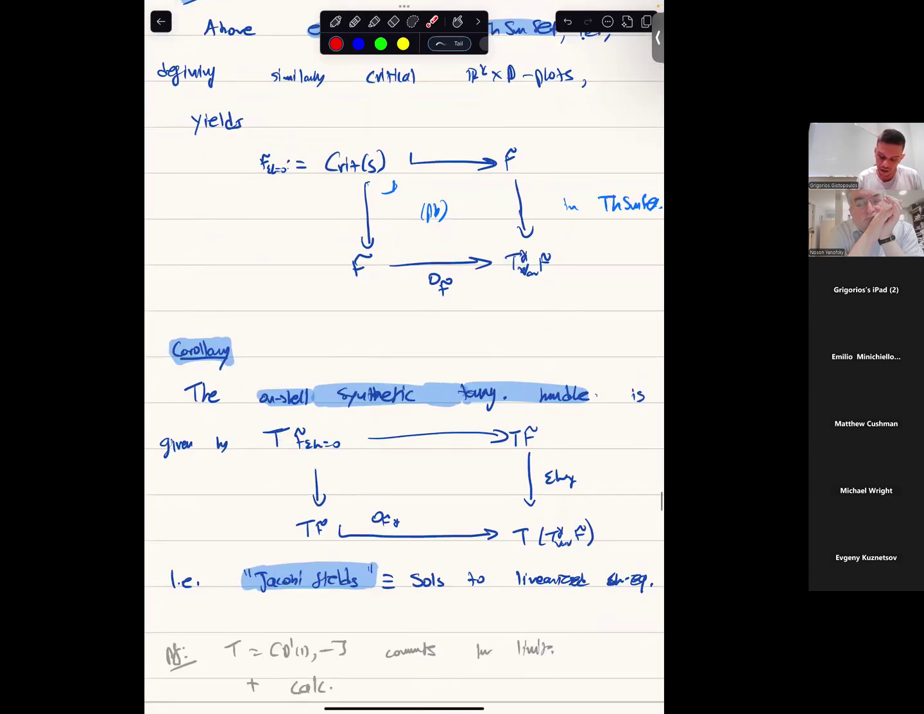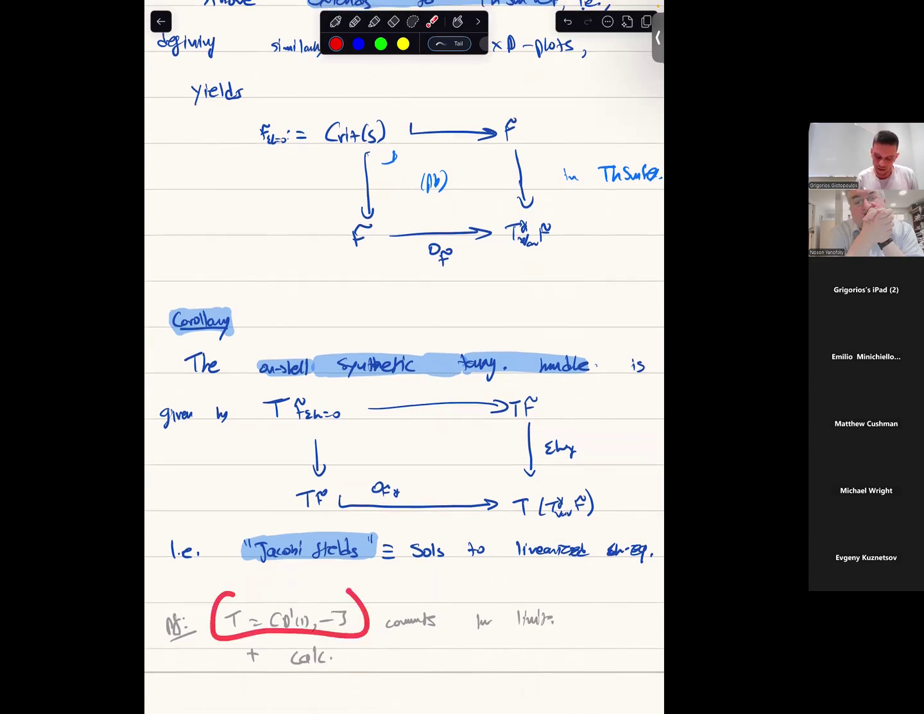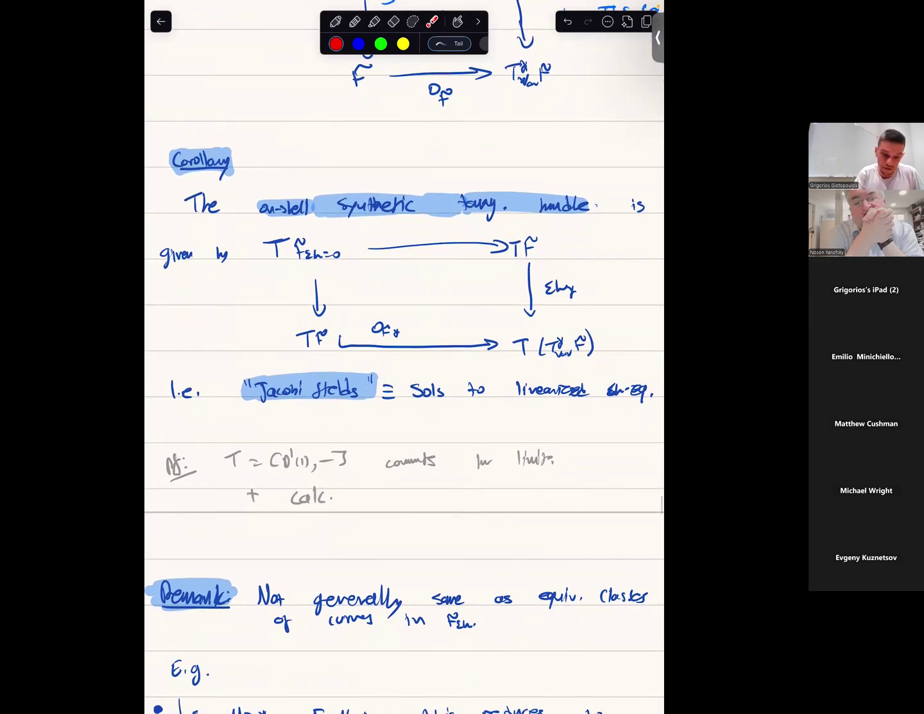Here's a corollary of this. The corollary is that the on-shell synthetic tangent bundle construction then recovers what physicists have been calling the tangent bundle of fields satisfying the Lagrange equations, i.e. they call them Jacobi fields on space-time. These are solutions to the linearized Lagrange equations. You can work this out. You apply again the synthetic tangent bundle functor to this diagram, it commutes with limits, you work it out, and you see in the end that it comes out exactly as you wish. Okay. So this, for instance, I haven't seen anywhere else.